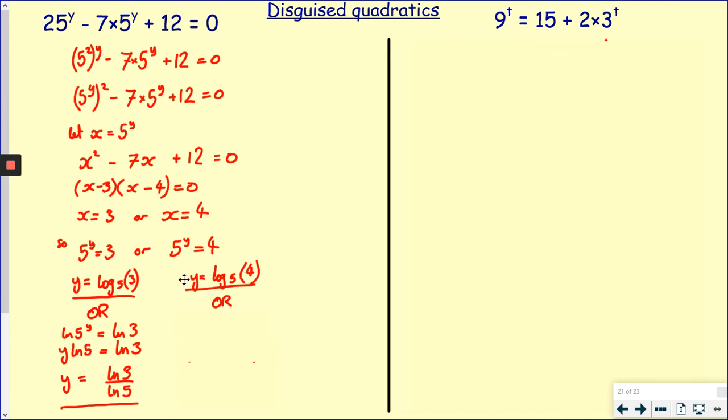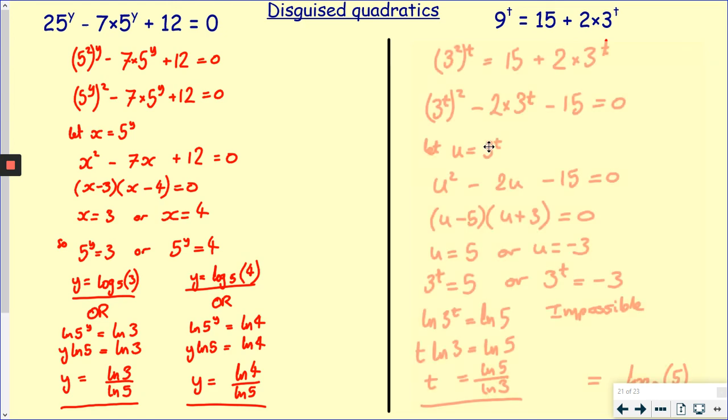Or we can take natural logarithms, or any logarithm to any base, of both sides, use the power rule, and divide by log 5. Pause the video, have a go at the next question. I encourage you to use both methods at the bottom there to get the two different answers so that you're familiar with them both. After you.